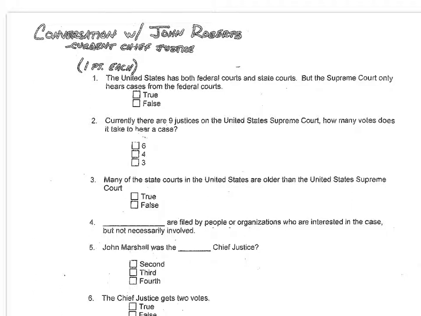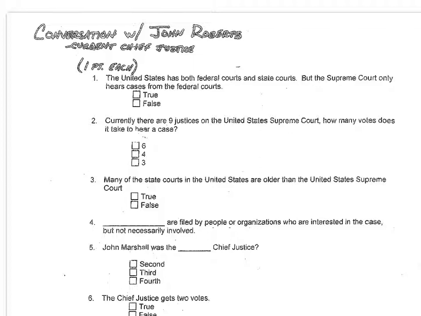Okay, everybody. This section, we're just kind of marking which box, true, false. There's all kinds of different choices. But it all is based off of this conversation with Chief Justice John Roberts. So, the United States has both federal and state courts, but the Supreme Court only hears cases from the federal courts. Is that true or false?